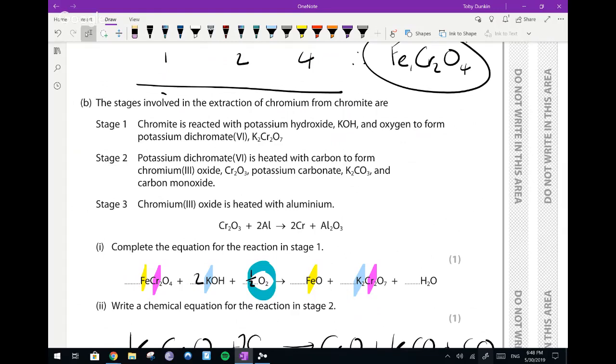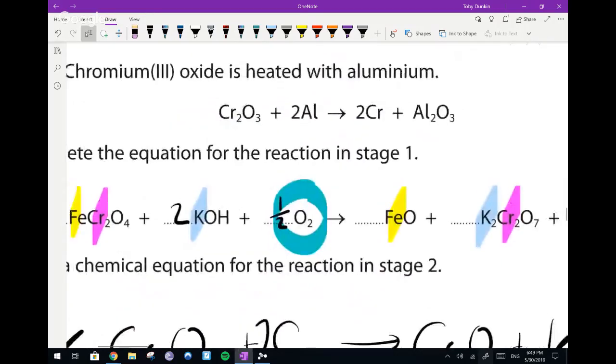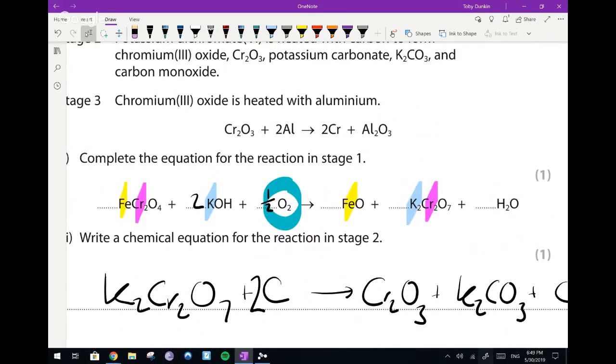Potassium dichromate is heated with carbon to form chromium oxide, potassium carbonate, and carbon monoxide. The chromium oxide is heated with aluminium. Complete and balance the equation. Right, so guys, I'm actually going to run this in its entirety, because this is the hardest GCSE balance I've seen in a while, so definitely worthwhile doing it step by step.